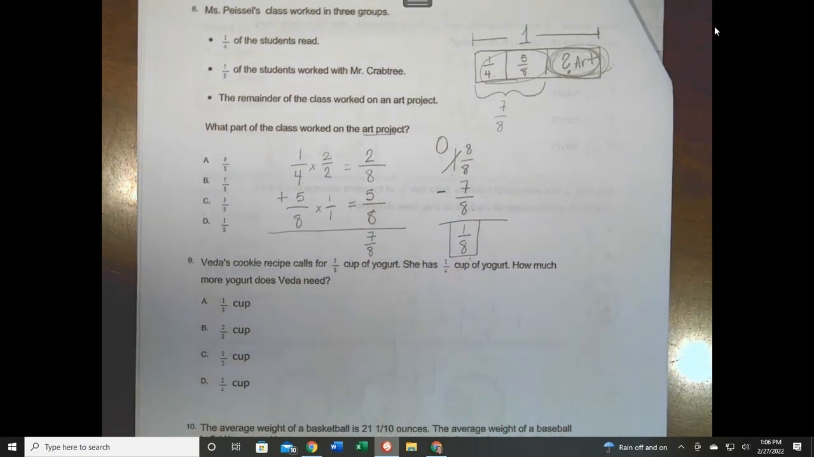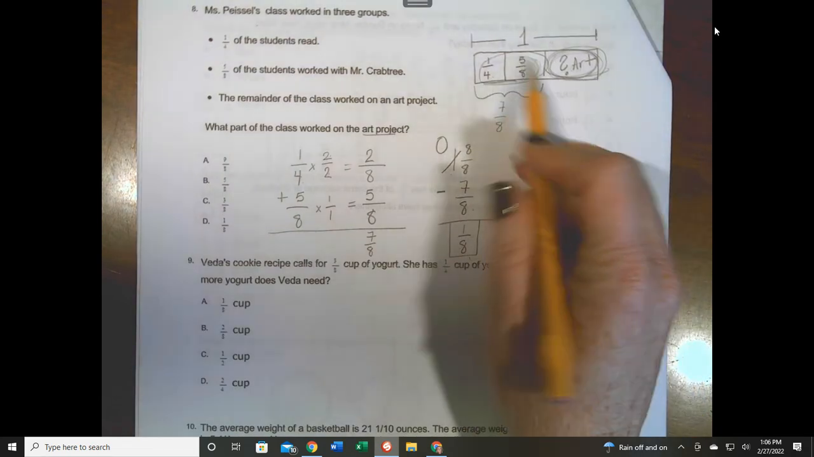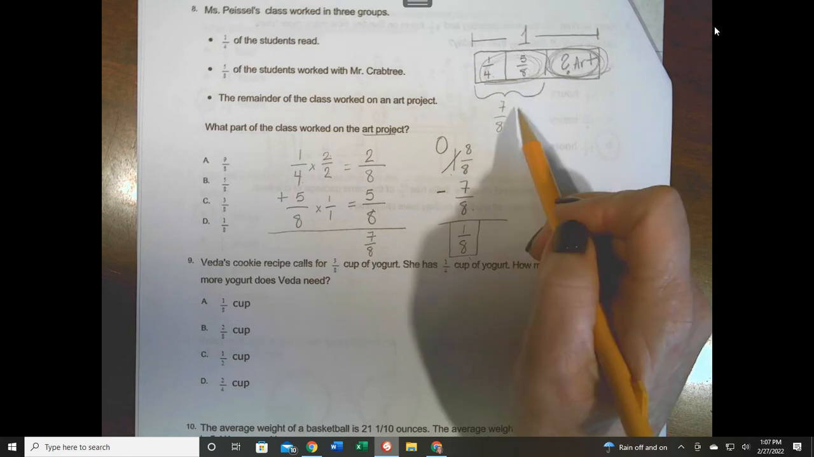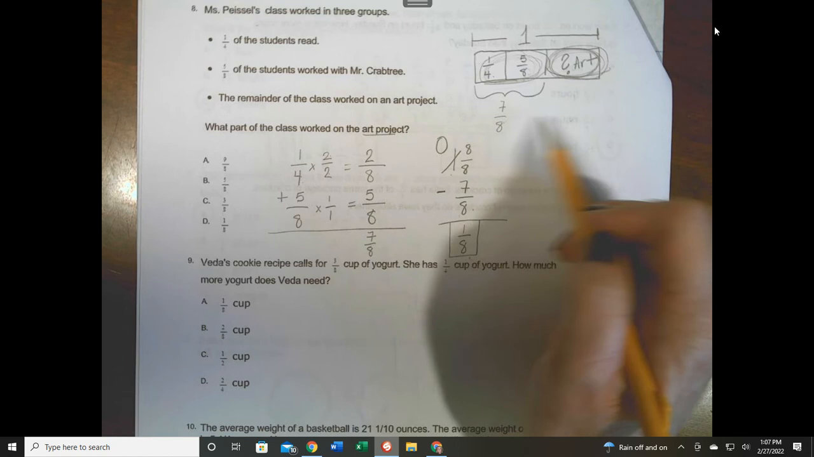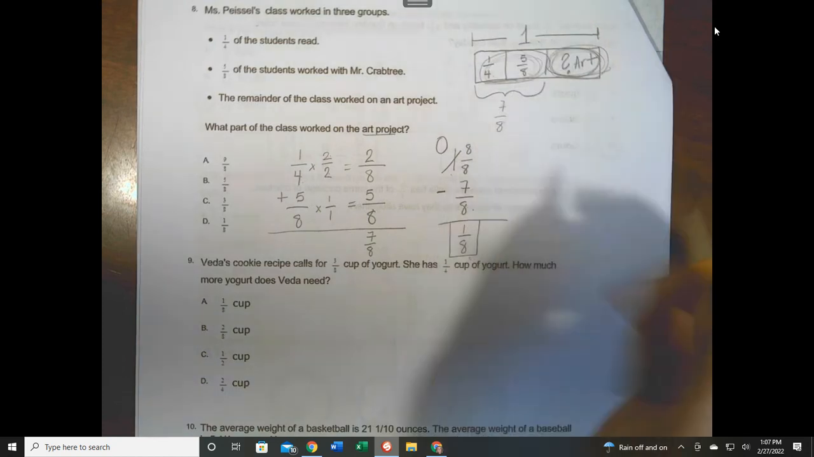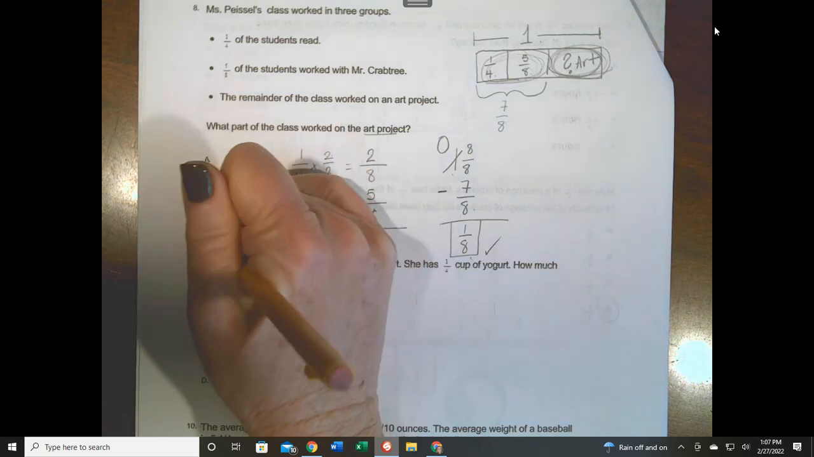Now this one's pretty easy. If I know 7/8 of the class is working on either reading or with Mr. Crabtree, and I add the 1/8 that works on the art project, that does give me 8/8, which is one whole. So I can check it. My answer is answer choice D, 1/8.